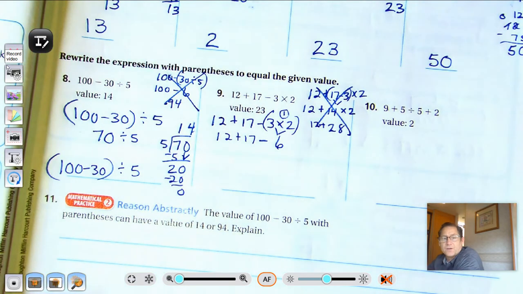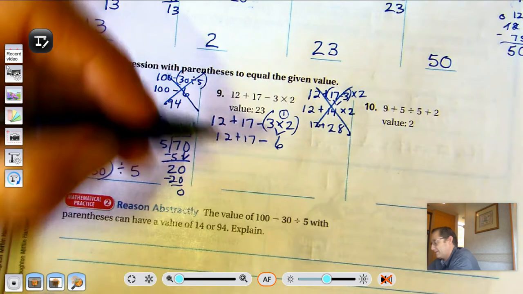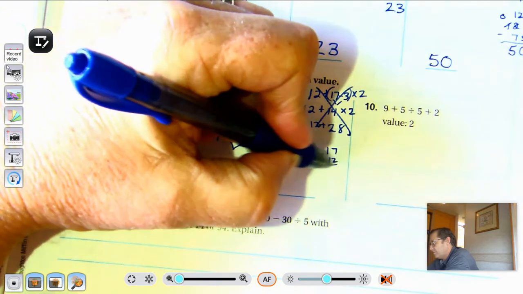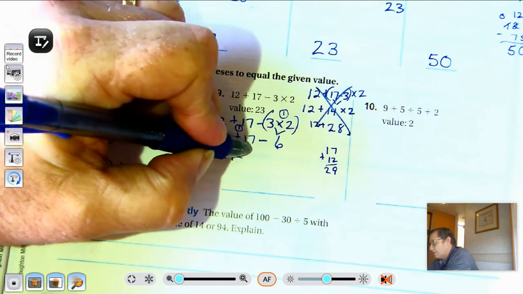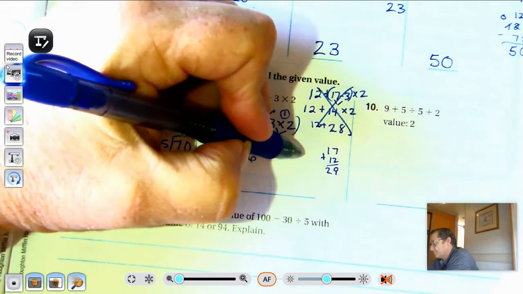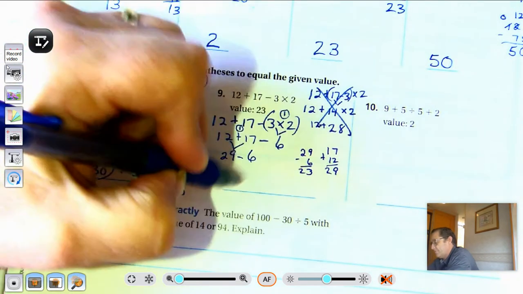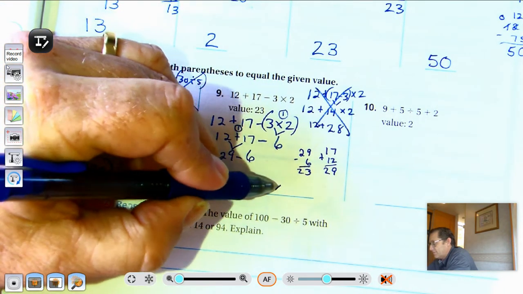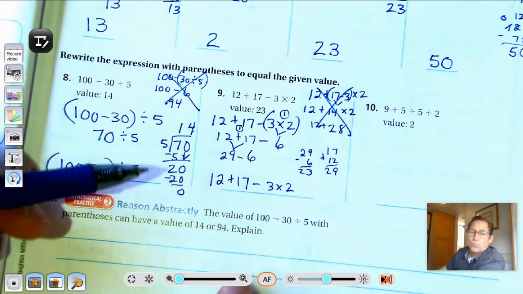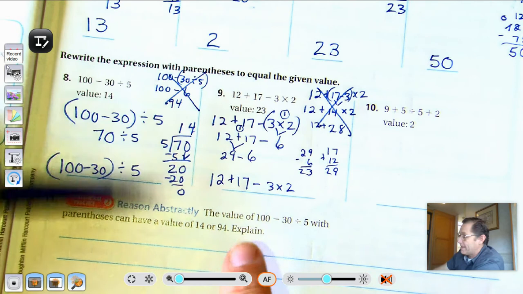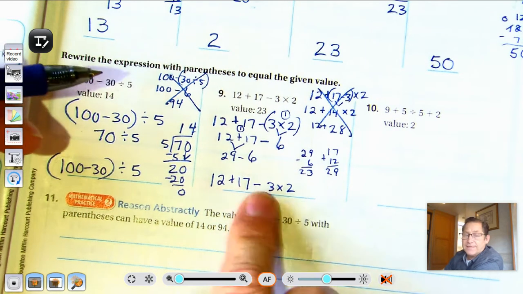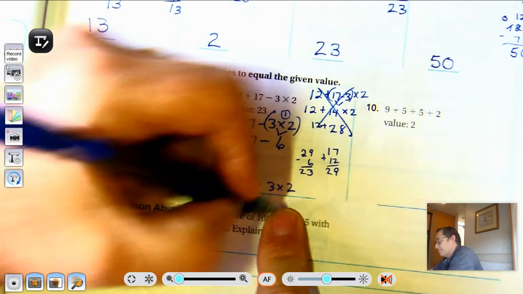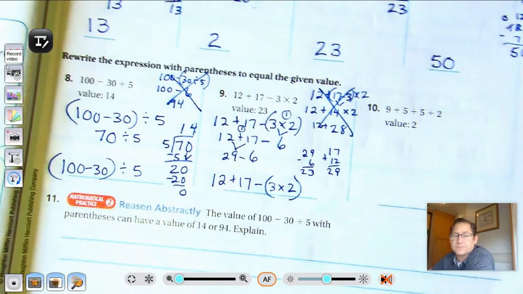Now, add or subtract left to right. So we're going to add first. 12 and 17, 17 plus 12, 29. 29 take away 6 is 23. So that is right. So 12 plus 17 minus 3 times 2. It says rewrite the expression with parentheses, but I would get 23 by just following the order of operations in this problem. But we're going to make sure to multiply first. So 3 times 2.